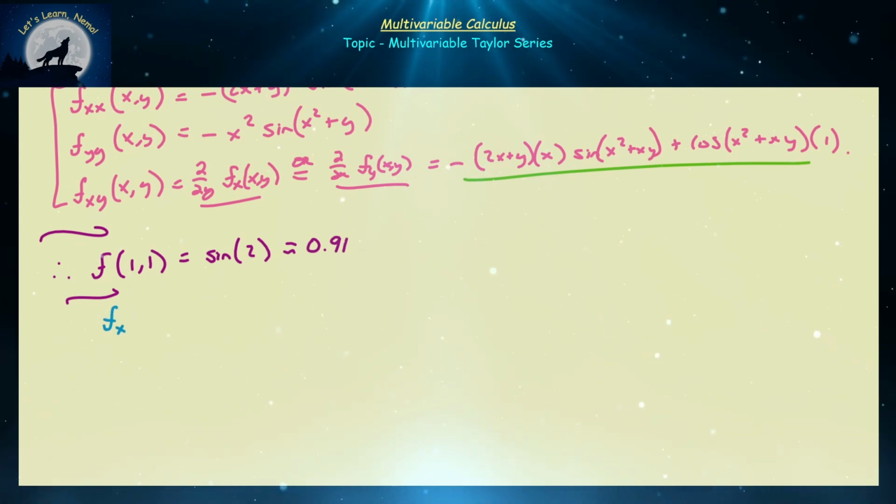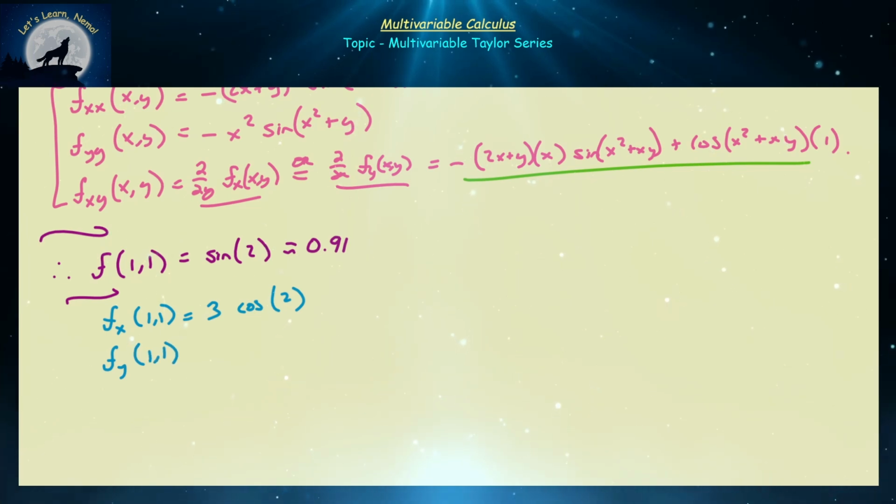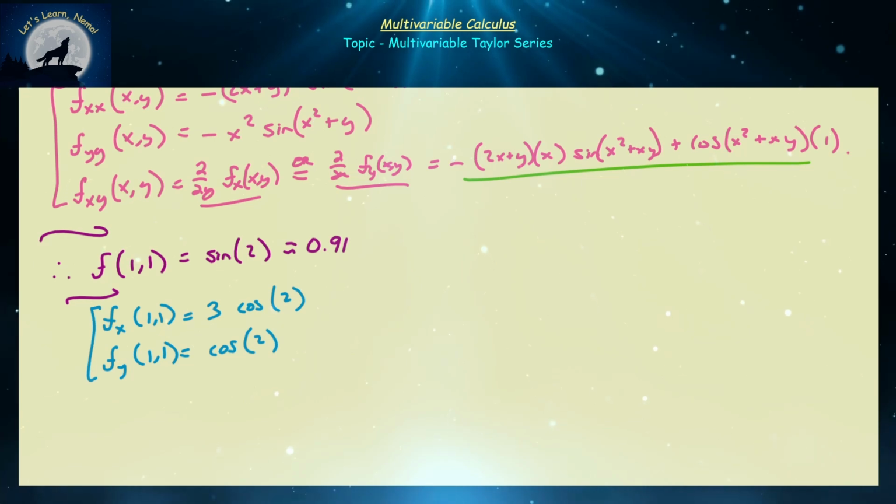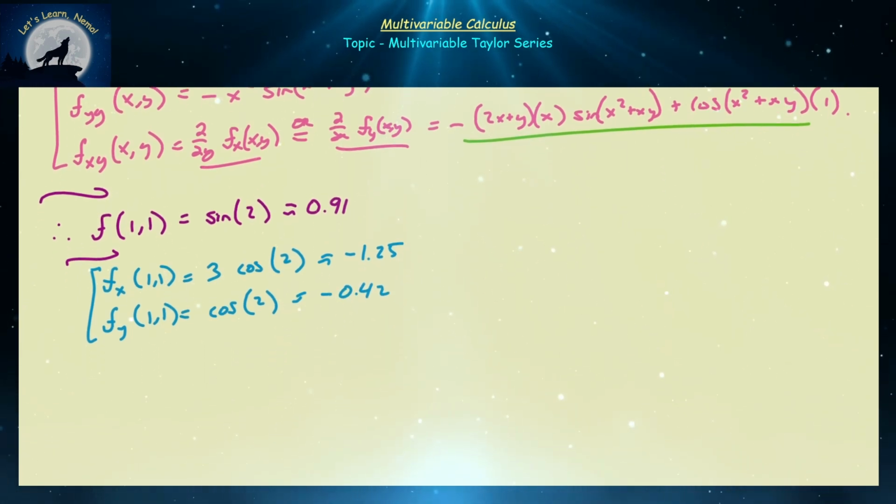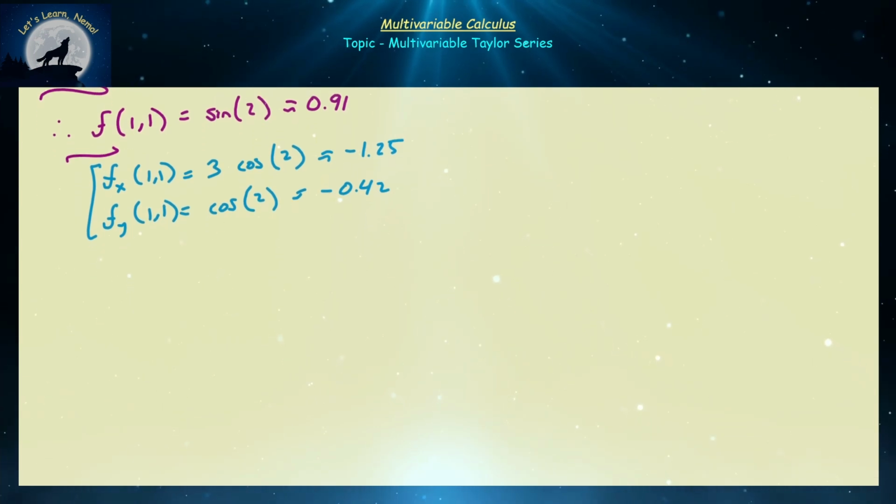Now let's do our first order. So we're going to have fx(1, 1). That's going to be equal to 3 times the cosine of 2. And then we're also going to have fy(1, 1), which will be equal to the cosine of 2. And those are going to be equal to approximately negative 1.25 and negative 0.42 respectively. Now let's figure out what our values are for our second order derivative terms. So we're going to have fxx(1, 1).